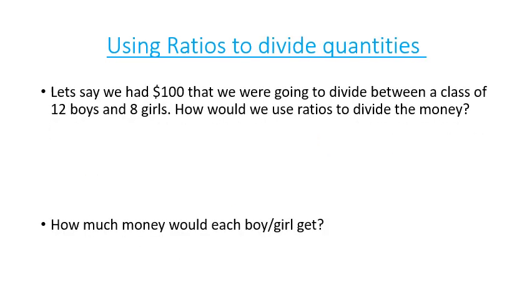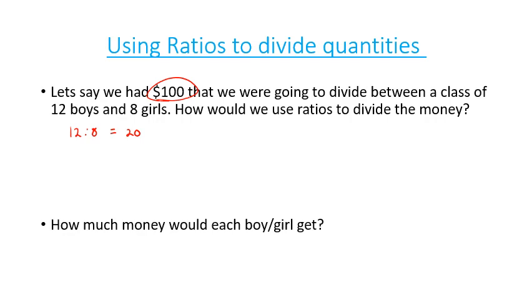So not only can we use ratios to solve problems, but we can also use ratios to divide quantities. So let's say we had $100 that we were going to divide between a class of 12 boys and 8 girls. This is how we would use ratios to divide the money. We essentially have a ratio of 12 to 8. That gives us a total of 20, because we have 12 boys, 8 girls, 20 people.